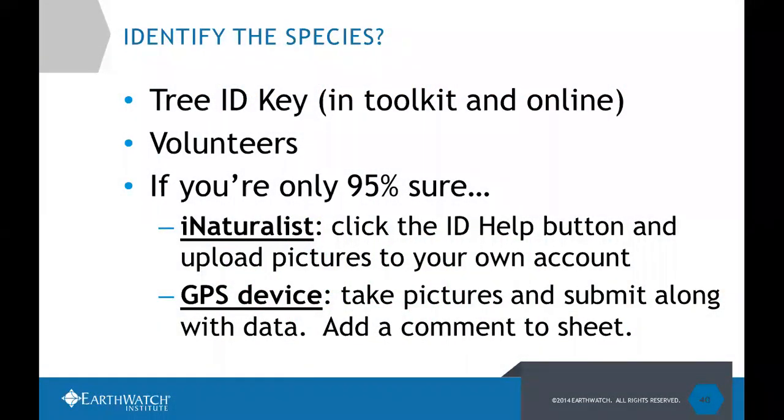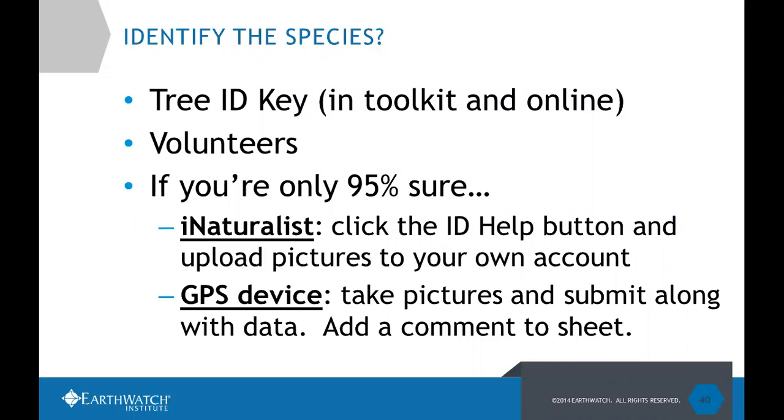So before we get started, some basics on how to identify a tree based on its species. We provide you with some resources to do that. The first major resource that you'll need is the tree key or tree ID key, which is in all the toolkits that we provide as well as online via the Dropbox. So definitely hang on to that resource and have it with you when you go out into the field.